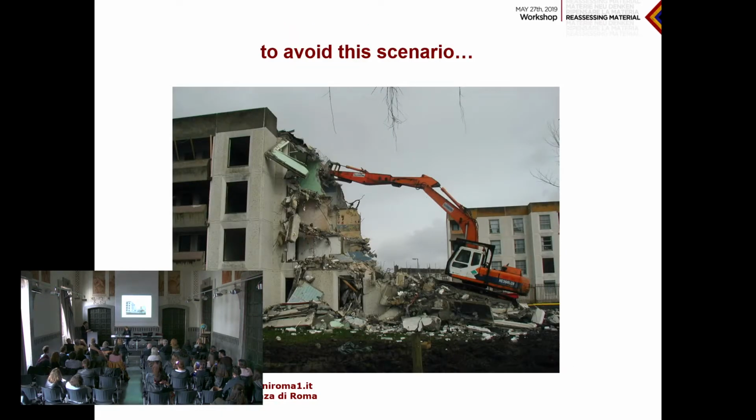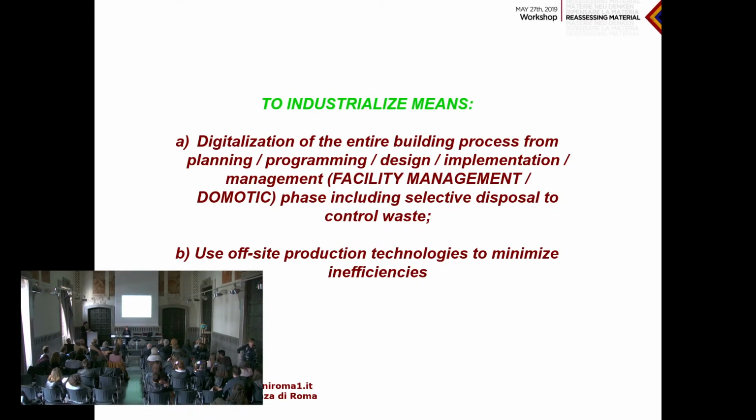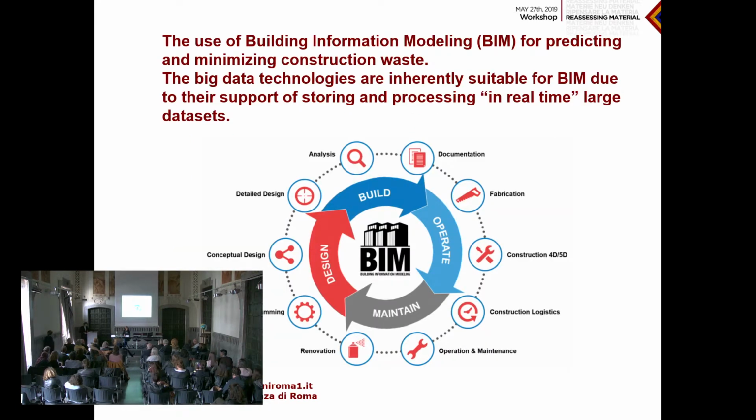To avoid this scenario, we have to industrialize. And industrialize means digitalization of the entire building process, from planning, programming, design, implementation, management, to facility management and home automation or domotics, each phase, including selective disposal to control waste, and use of on-site production technologies to minimize inefficiencies. The use of building information modeling, BIM, for predicting and minimizing construction waste, and the use of big data technologies are inherently suitable for BIM due to the support of storing and processing large data sets in real-time.